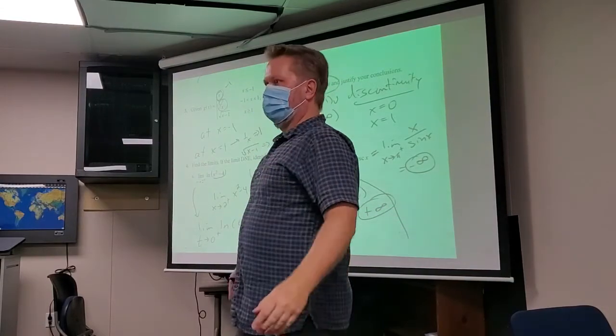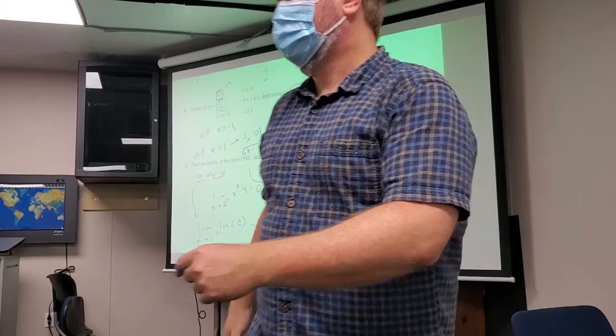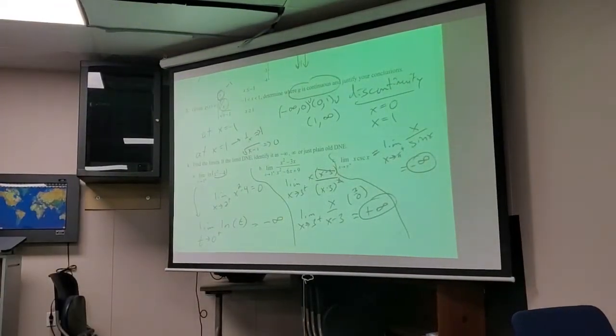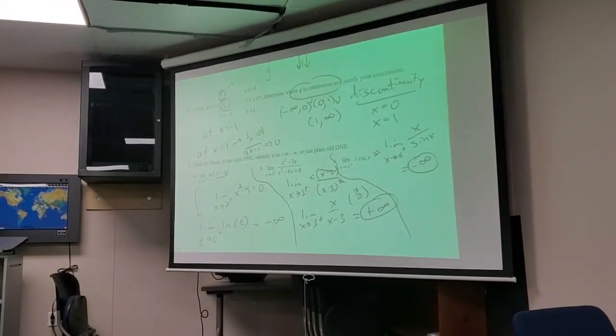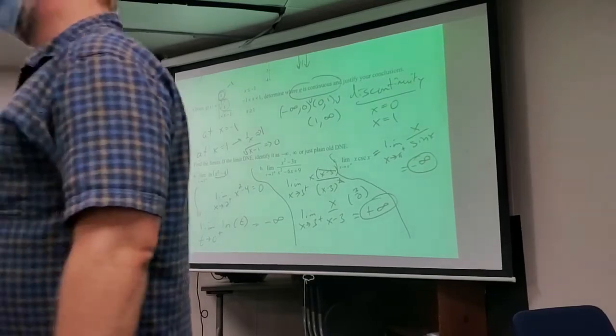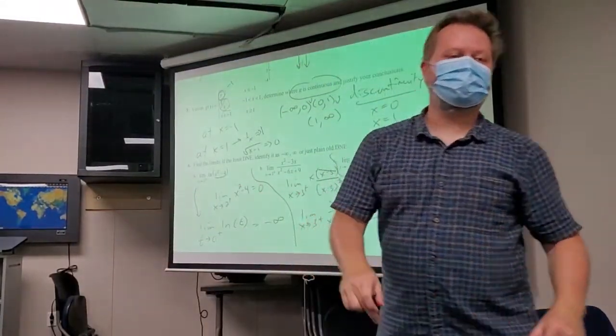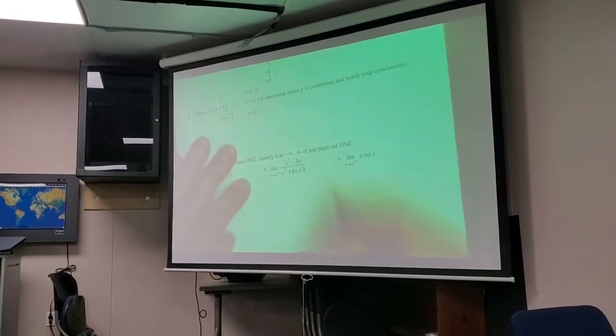If you put a plus 6 right here, it would be 0 over like 36, so then the answer would be 0. Okay, so watch. What if this problem was this?